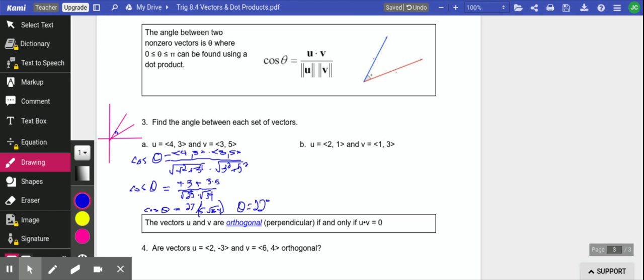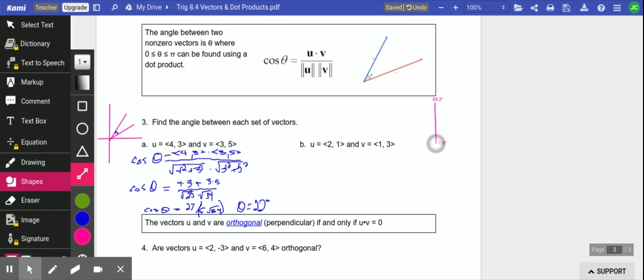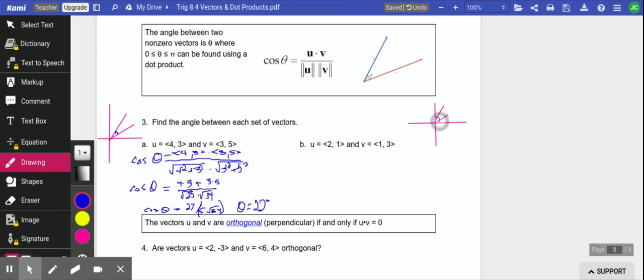All right, let's check out another one of these. We've got these two vectors. I'll go ahead and draw these since I didn't do that before. Vector u is (2, 1), looks like that. Vector v is (1, 3), so maybe it looks like that. And we're trying to find this angle between them.